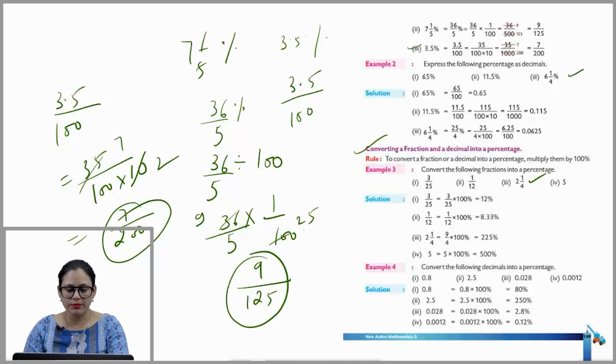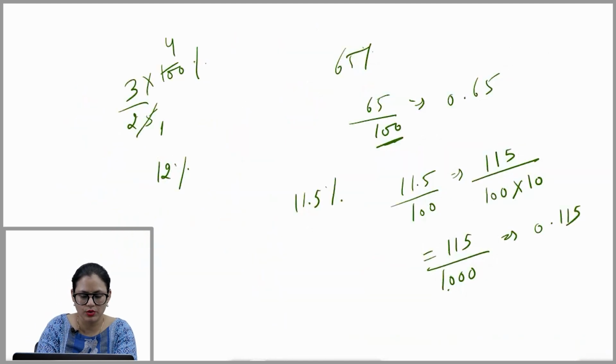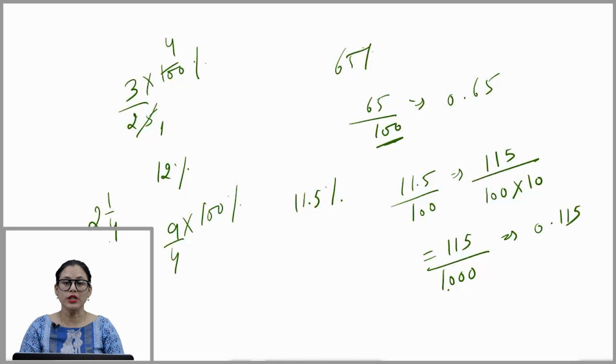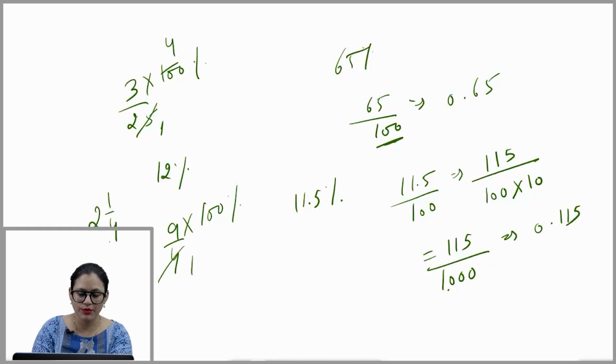2 whole 1 by 4. So we have this 2 whole 1 by 4. First, we will convert it into improper fraction. 2 fours are 8 plus 1, 9 by 4. Now multiply by 100% because we have to convert this mixed number into a percentage, right? Now 4 ones are 4, 4 25s are 100. So 9 into 25 is 225%.